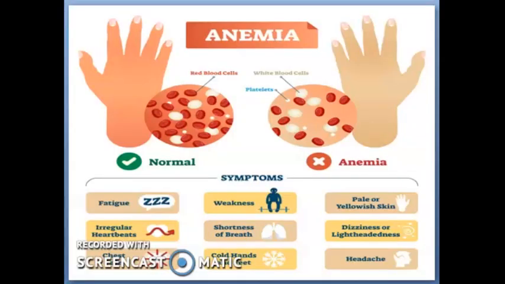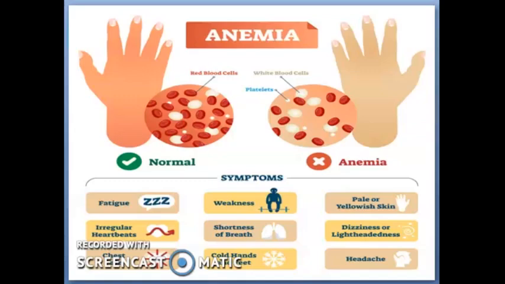Now we'll see one by one. First one is anemia. In this, look at that picture, children. The normal person has the proper amount of blood cells, but the anemia person has a lesser amount of blood, means lack of blood. The person is not having the proper amount of blood. Why? Because iron is very essential for formation of blood. Iron is a mineral.